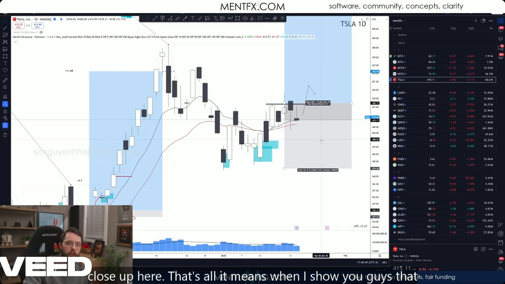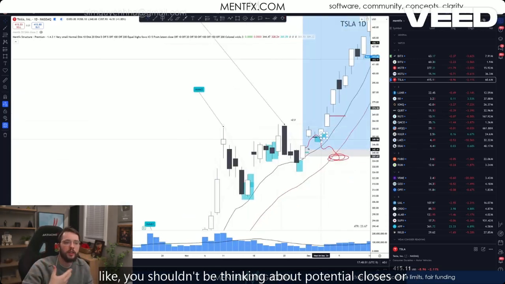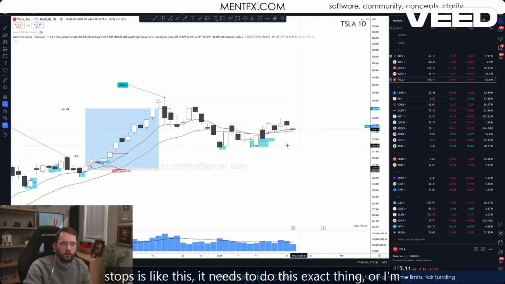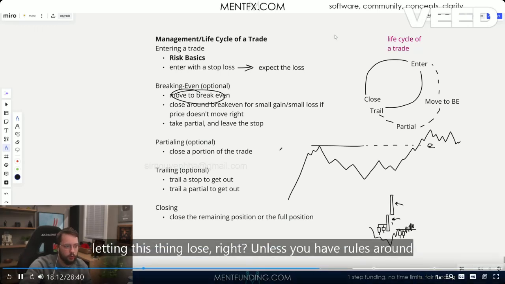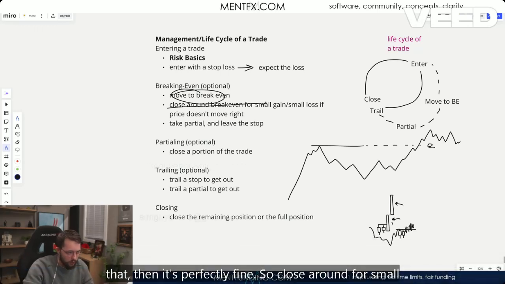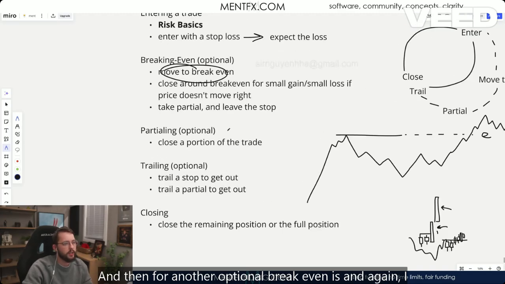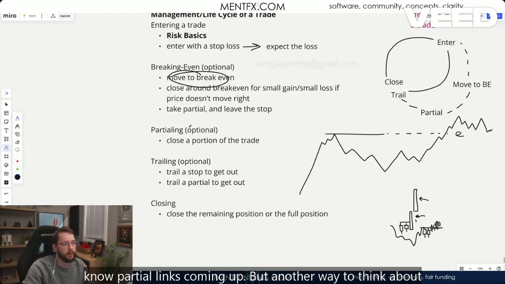That's all it means when I show you guys that, you shouldn't be thinking about potential closes or stops as like this: it needs to do this exact thing or I'm letting this thing lose, right? Unless you have rules around that, then it's perfectly fine. So close around break even for a small gain or small loss if price doesn't move. Very simple.